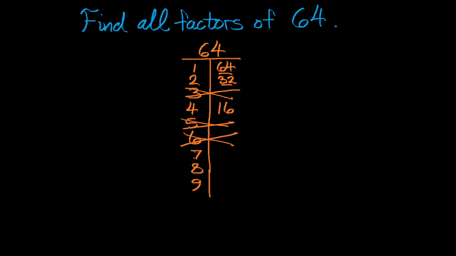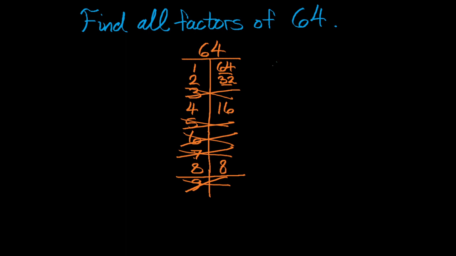Well, 7 times nothing will equal 64. Because if you calculate 64 divided by 7, you will not get a whole number. So scratch this out. And then 8 times 8 equals 64. So draw 8 there. And then, well, there's actually nothing in between 8 and 8. So this row here will actually scratch out because we're actually done right here.